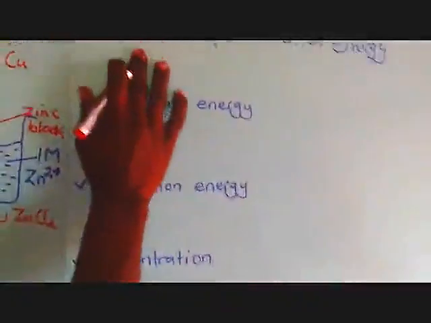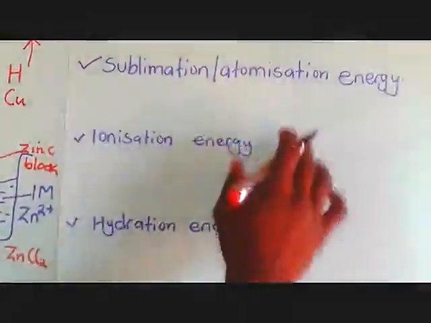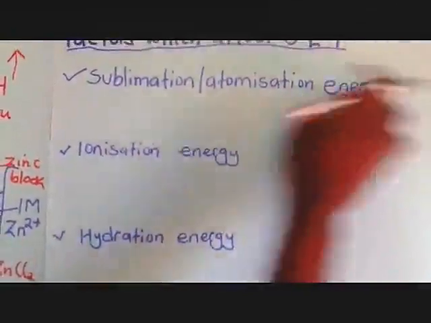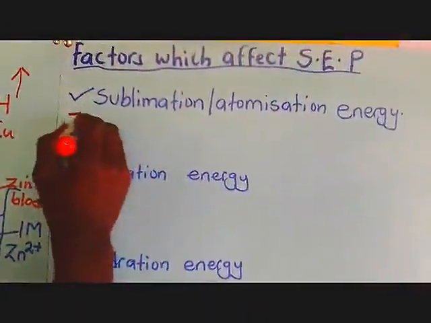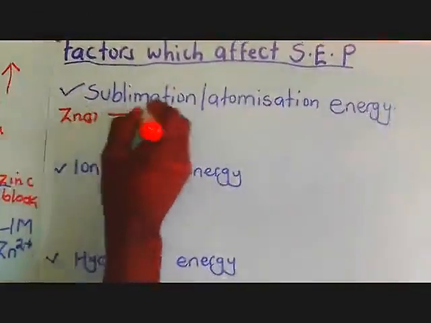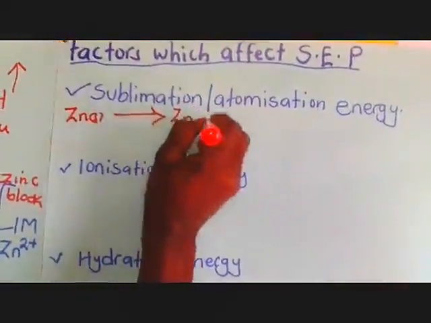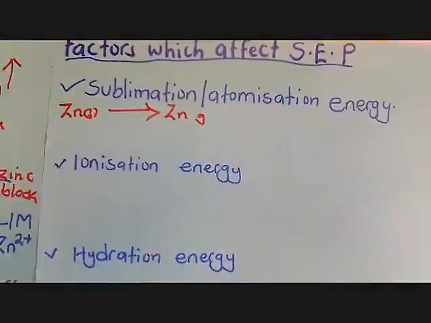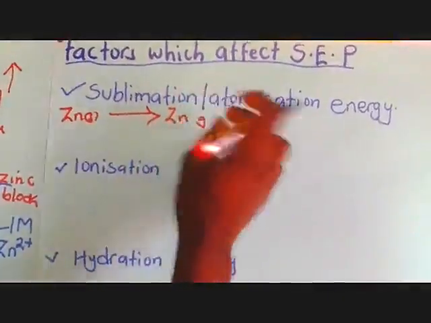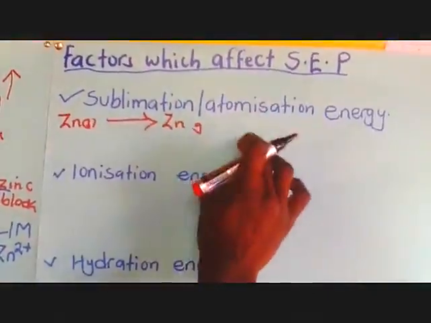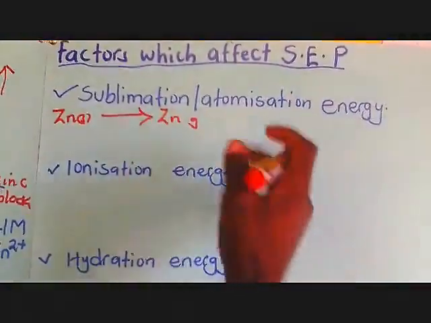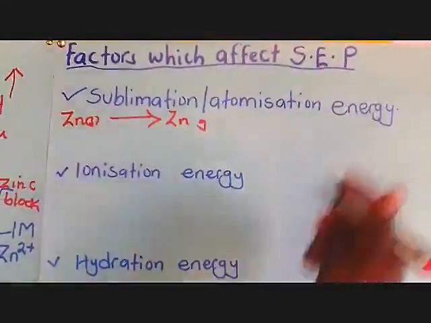So factor number one is sublimation, which you can also call atomization energy. During sublimation or atomization, let me say we have solid zinc. We want to atomize it so that it goes into the gaseous state. When it goes into the gaseous state, it is easy for it to dissolve in solution and give us the electrons, and we shall get an electrode potential value.